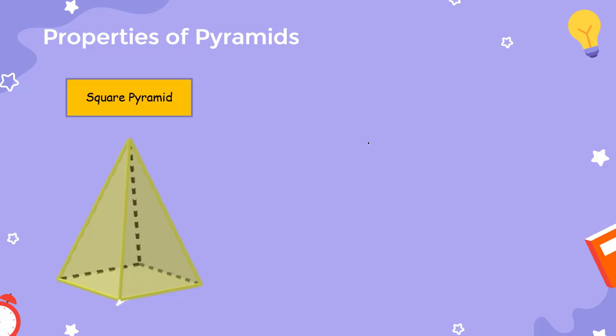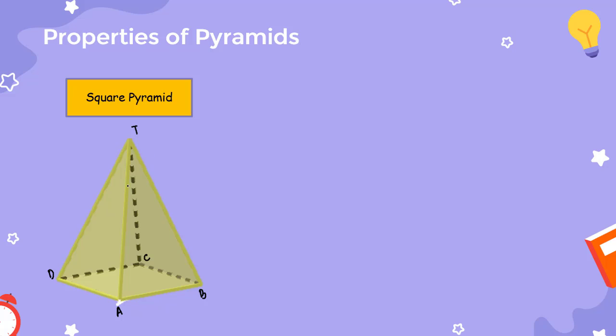Now let's find the other properties of a pyramid. Let's use a square pyramid. Before we find the other properties, let's rename this pyramid first. Let's start from the vertices: A, B, C, D, and for the apex, we name it T.